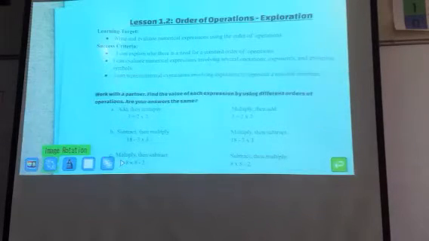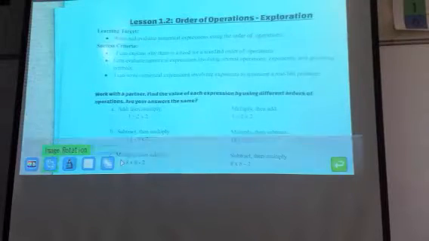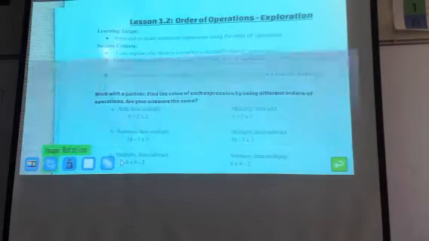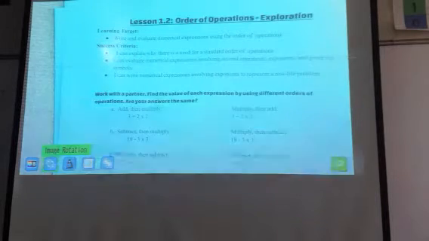So our learning target for this week and part of next week is, I can write and evaluate numerical expressions using the orders of operations. You will be successful if you can explain why there is a need for a standard order of operations, evaluate numerical expressions involving several operations, exponents, and grouping symbols, and write numerical expressions involving exponents to represent real-life problems.